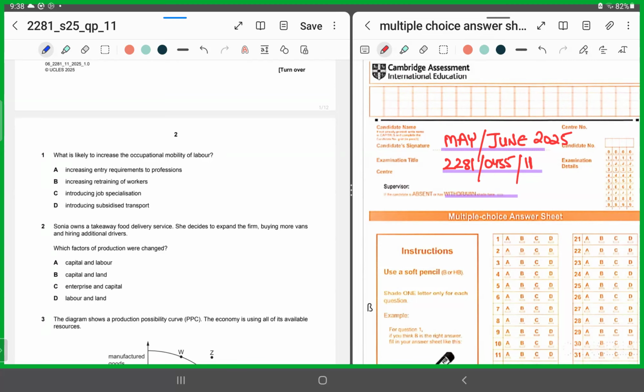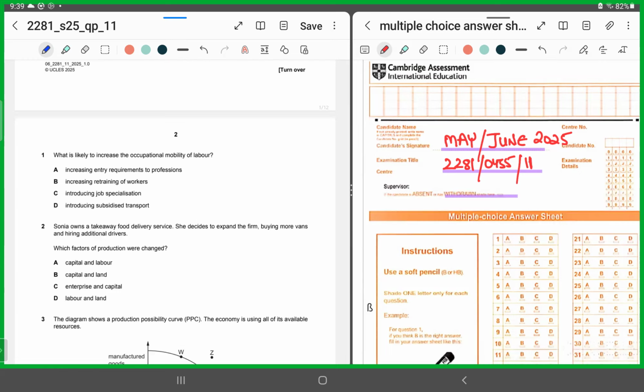Moving towards MCQ number 1. MCQ number 1 says, what is likely to increase the occupational mobility of labor? Option A says increasing entry requirements to professions. B says increasing retraining of workers. C says introducing job specialization. And D says introducing subsidized transport.